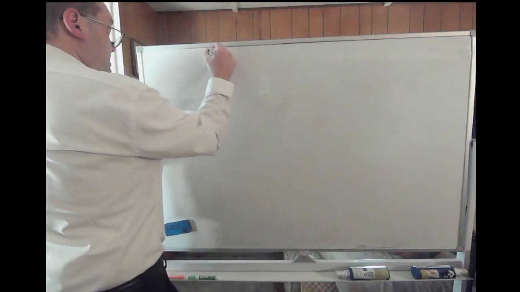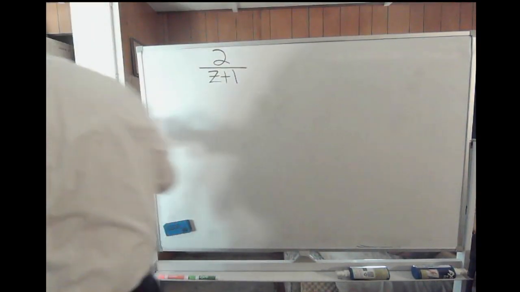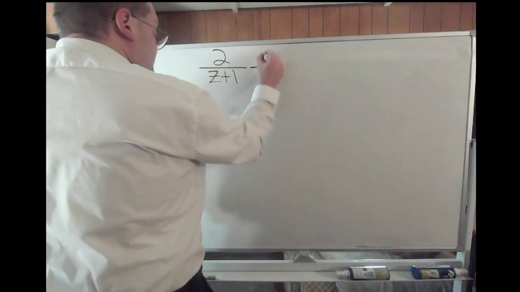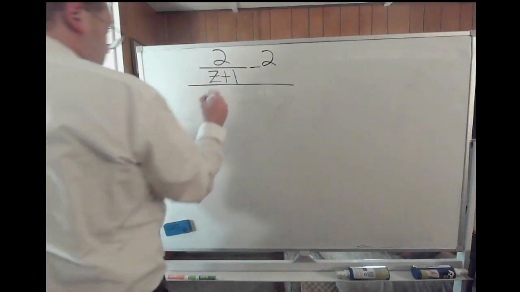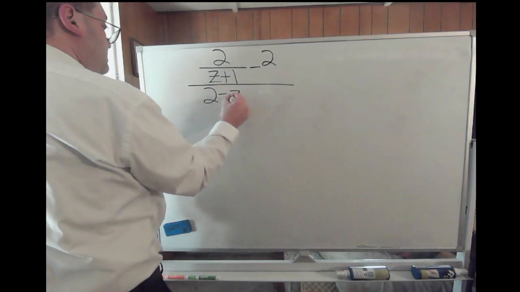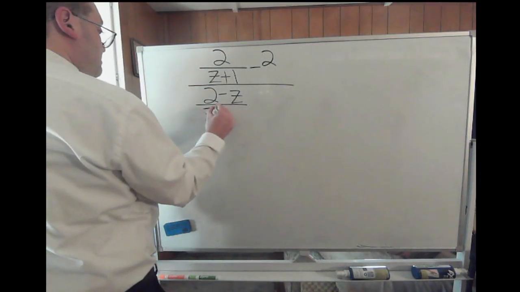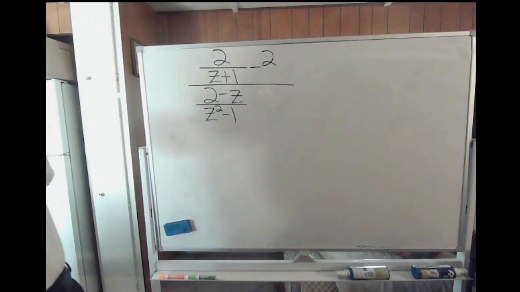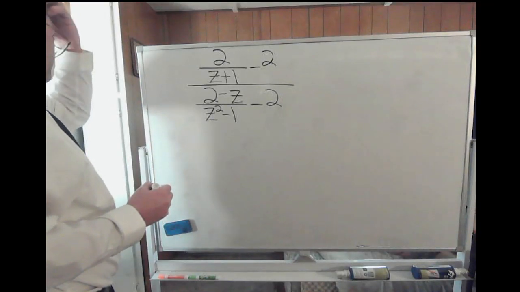Alright, let's see here. Let's do a couple more. Let's do 2 more. So we have 2 all over z plus 1 minus 2, all that all over 2 minus z all over z squared minus 1 minus 2. Okay?